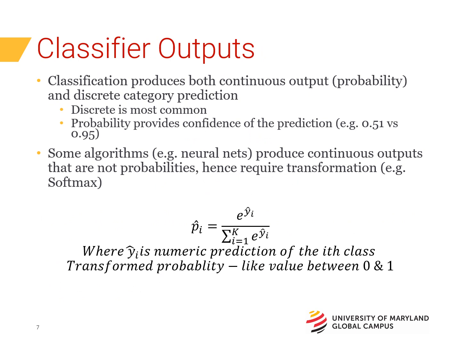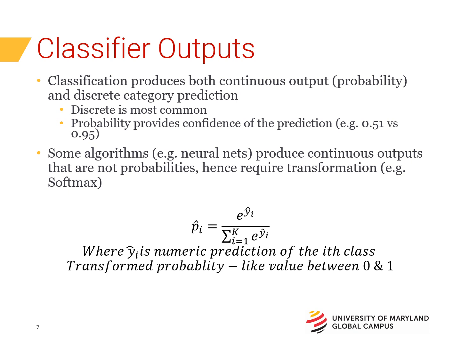When it comes to the outputs of a classification model, there are two primary forms: continuous output and discrete category prediction. While discrete category prediction is the most common and widely used, understanding the role of continuous output is crucial for gaining deeper insights into the model's decision-making process.